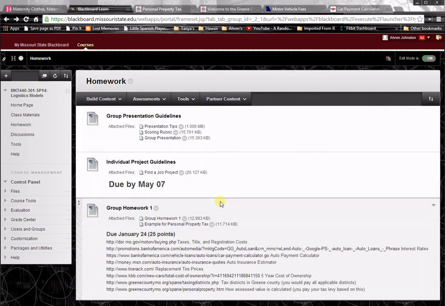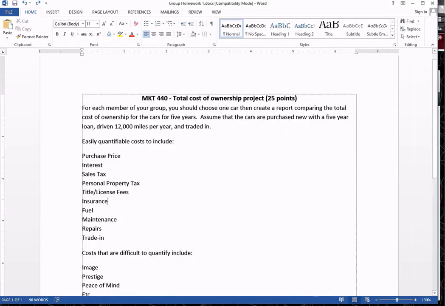Okay, this is going to be a short video to tell you a little bit about this homework assignment. There are several files, two files in the group homework assignment, and several links that will help you find the information for the car price. The first file is just directions for the homework.